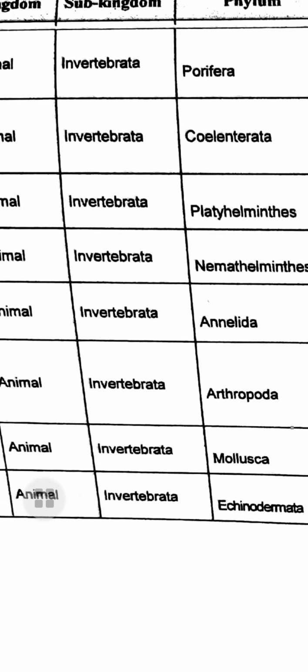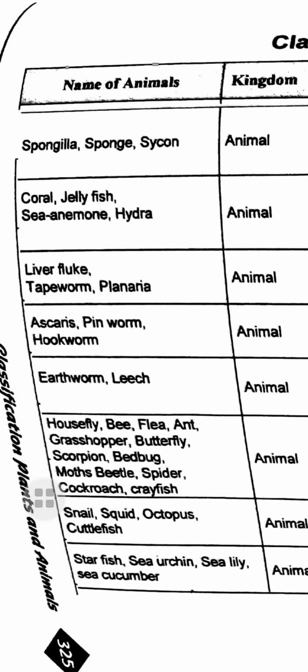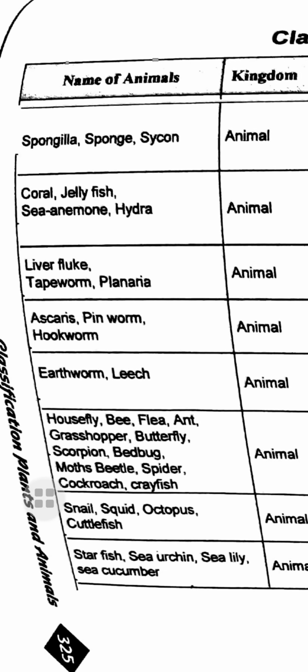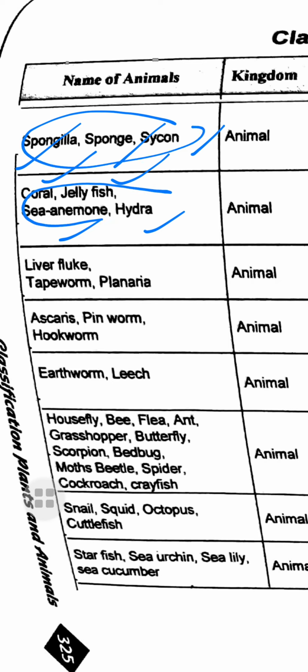Okay, students? So here is the chart. Which animals belong to Porifera? Coral, jellyfish, sea anemone, hydra. See? In Porifera, Spongilla, sponge, and cycon. And Coelenterata, coral, jellyfish, sea anemone, hydra. So this is Porifera, Coelenterata.